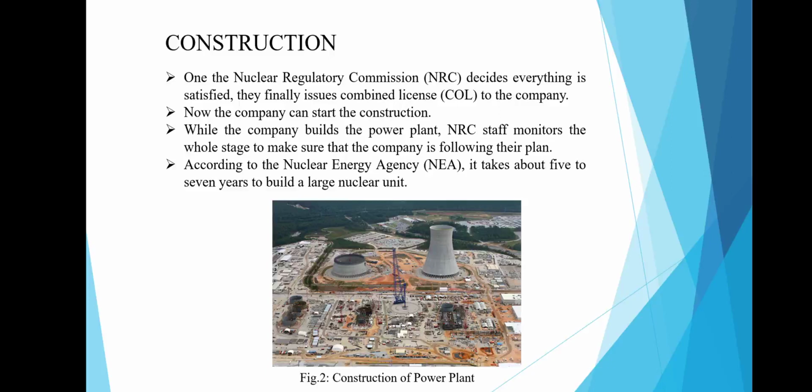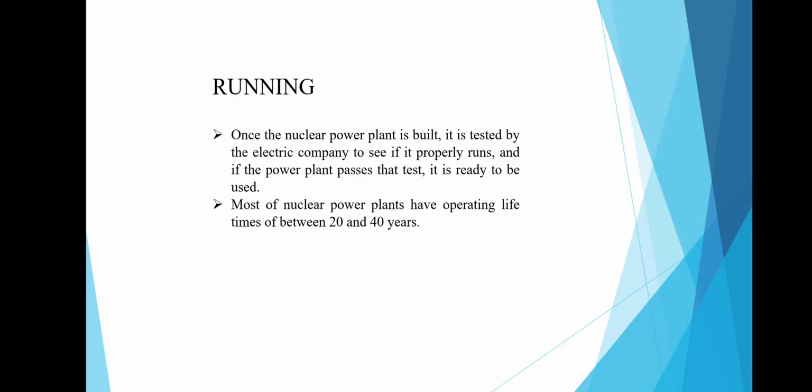Third is construction. When the Nuclear Regulatory Commission decides everything is satisfied, they finally issue a combined license to the company. Now the company can start the construction. While the company builds the power plant, NRC staff monitors the whole stage to make sure that the company is following their plan. According to the Nuclear Energy Agency, it takes about 5 to 7 years to build a large nuclear unit. Fourth is running.